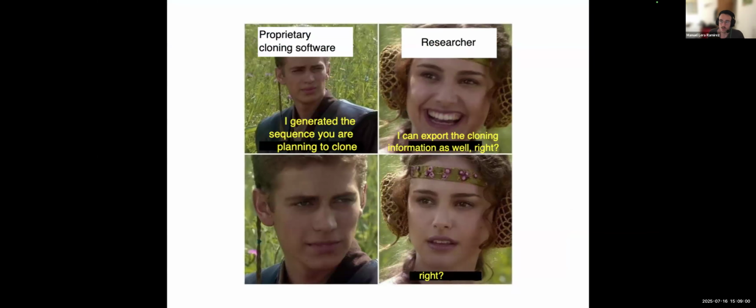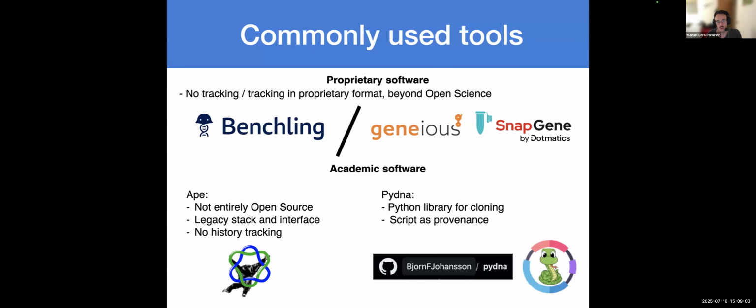So the idea is we do have some tools out there. If we look at what people are using in labs, if your lab is cloning, there's a good chance that they're using something like Benchling or Geneious or SnapGene. And these tools will allow you to plan your manipulation, your cloning. But for example, Benchling will not always store the history of what you did. And SnapGene and Geneious will do so, but they will do so in a proprietary format that you cannot use in a meaningful way outside of this software.